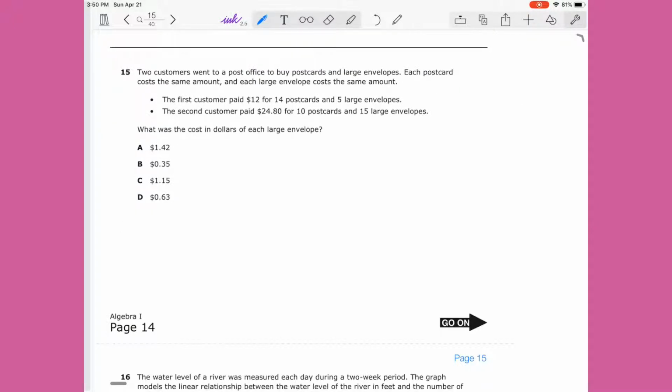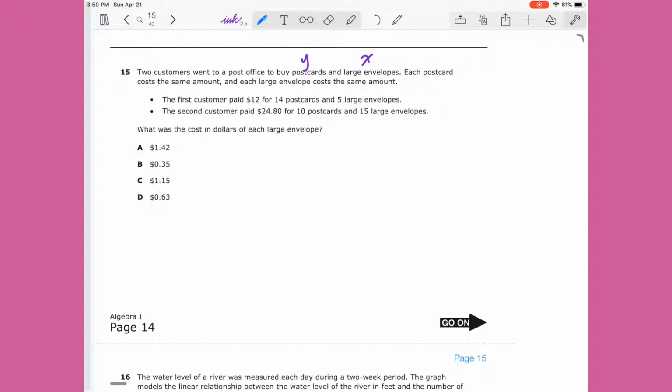Okay, so in this episode we're going to talk about number 15. It says 2 customers went to a post office box to buy postcards and envelopes. And we can call this Y and we can call this X, or you can call P and E. Either way works. Each postcard costs the same amount and each large envelope costs the same amount.